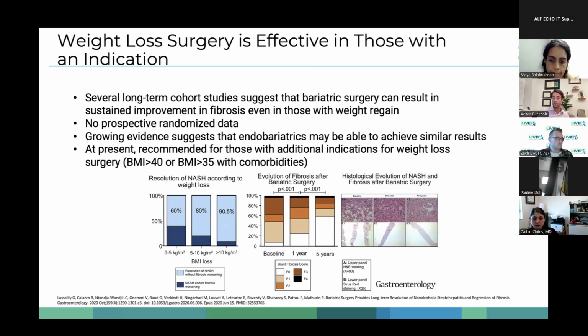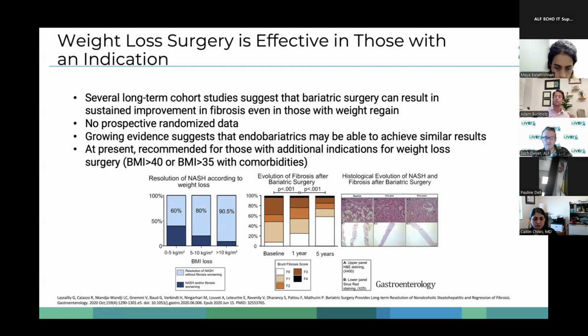steatohepatitis on follow-up biopsies. And even in those who regained some weight, 5 years later, there was significant improvement in the level of fibrosis in those who had previous fibrosis. Unfortunately, there's no good prospective randomized data. Usually we're dealing with case series or cohorts. And there's growing evidence that endobariatrics or endoscopic bariatric procedures may achieve similar results. So stay tuned for that.